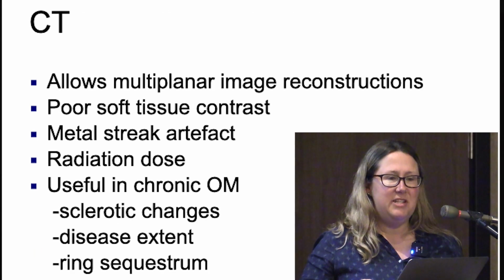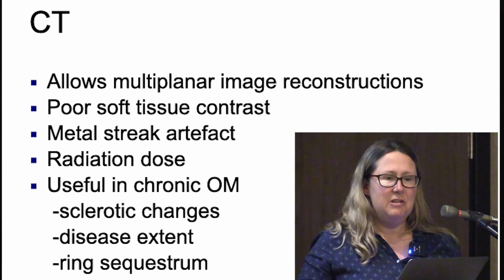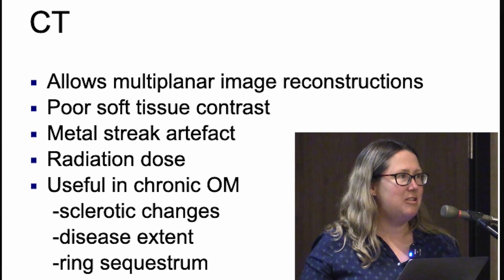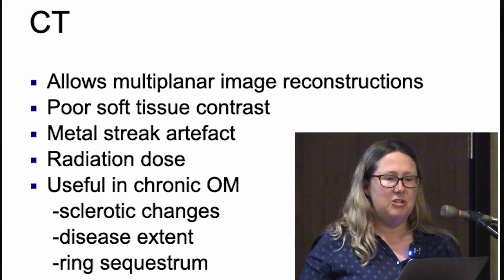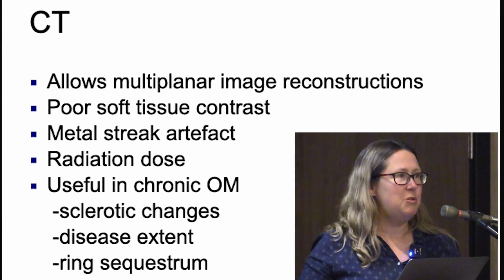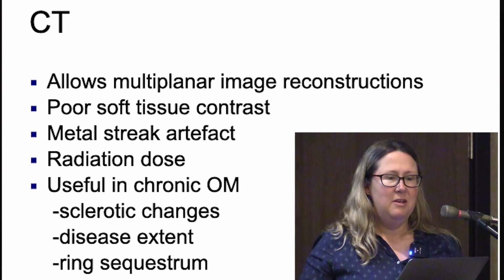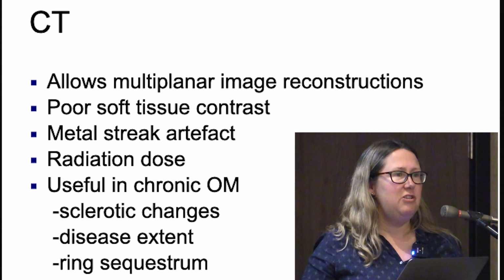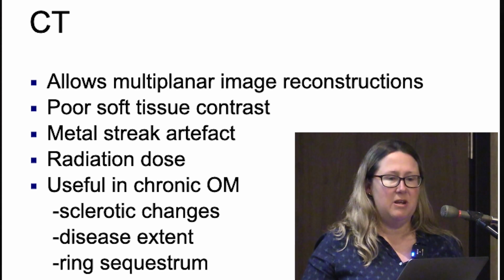We do perform CT purely because it allows us to reconstruct in all the different planes. It's great for bone unless you've put a whole load of metalwork in there, in which case you do get streak artifact. But with the newer technologies, we are managing to reduce that. It does give you poor soft tissue detail, so it's only really good for the bone, and we tend to use MRI to get the soft tissue detail. Of course, there's a radiation dose that the MRI doesn't have, but it is very useful in chronic osteomyelitis because finding the sequestrum and the sclerotic changes is much easier on CT than it is on MRI.